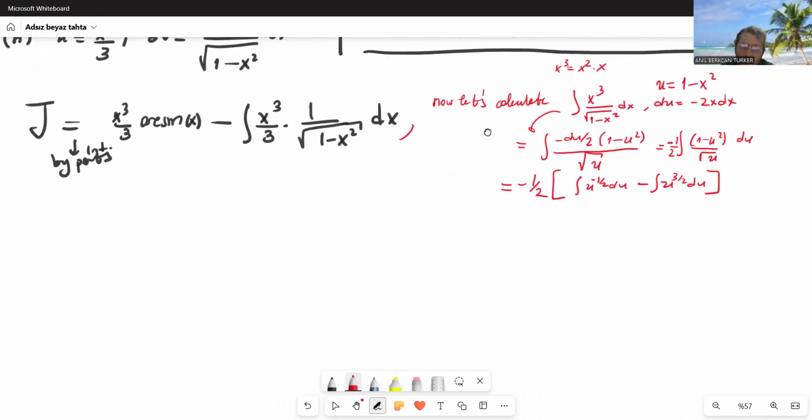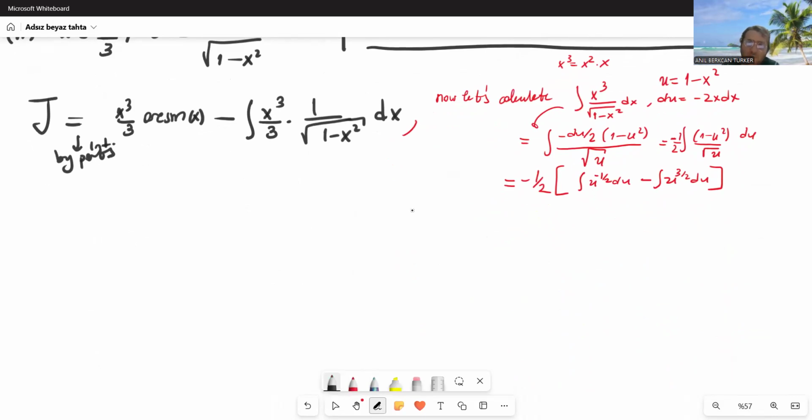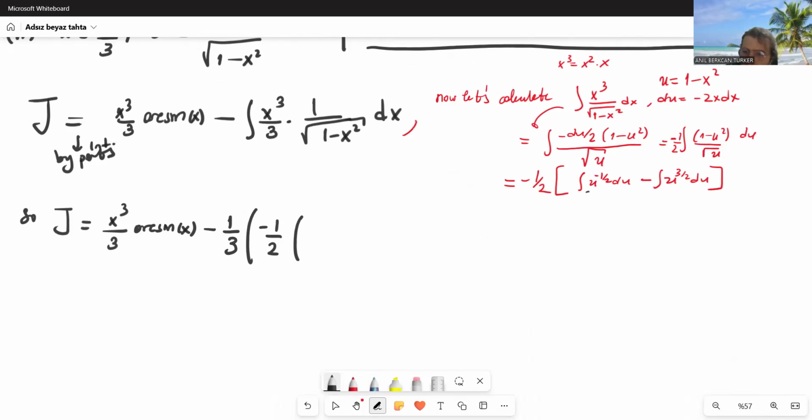So let's do it. g is equal to x cubed over 3 arcsin x minus 1 over 3. So it is just minus 1 over 2. So what is this integral? It is just u to the power 1 over 2 over 2. So it is 2 u to the power 1 over 2.